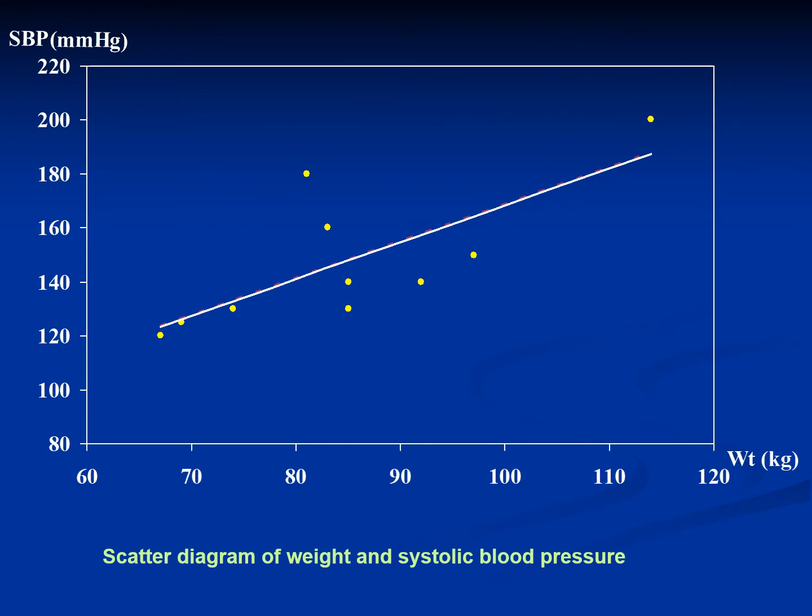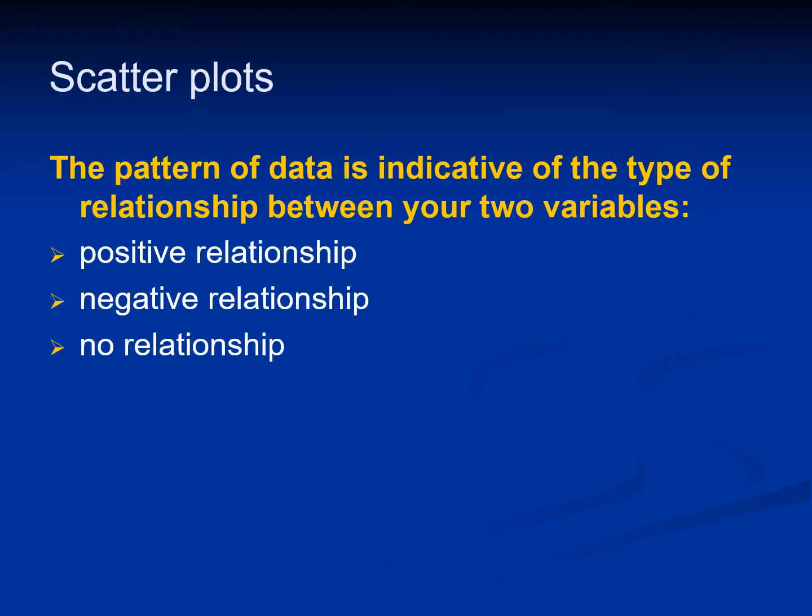We can find the correlation between these variables by using this scatter diagram method. In the scatter diagram of weight and systolic blood pressure, we draw an imagined line which covers or is close to the maximum number of points, and we can find whether there is a positive or a negative relationship. As the slope of this line is positive, there is a positive relationship between weight and systolic blood pressure, as shown by this scatter diagram.